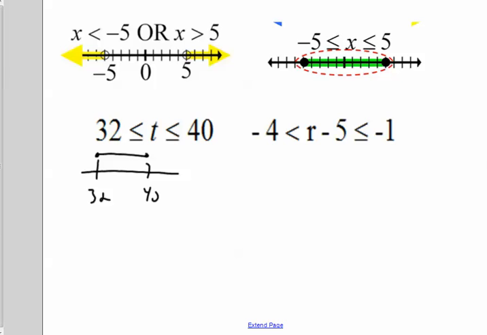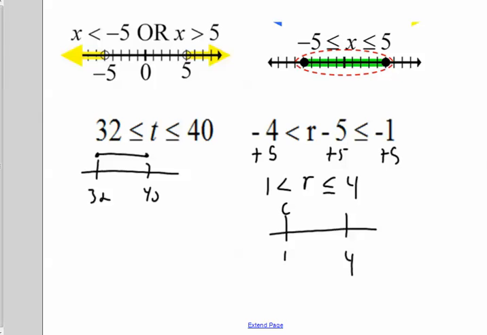Right? This one, -4 is less than r minus 5 is less than or equal to -1. You could actually solve this simultaneously. If I add 5 here, add 5 here, and 5 here, I have 1 is less than r is less than or equal to 4. So this graph: 1, 4, open circle, closed circle.